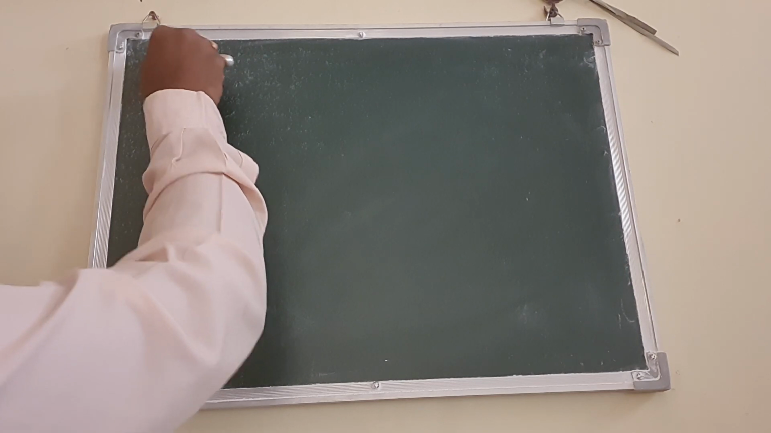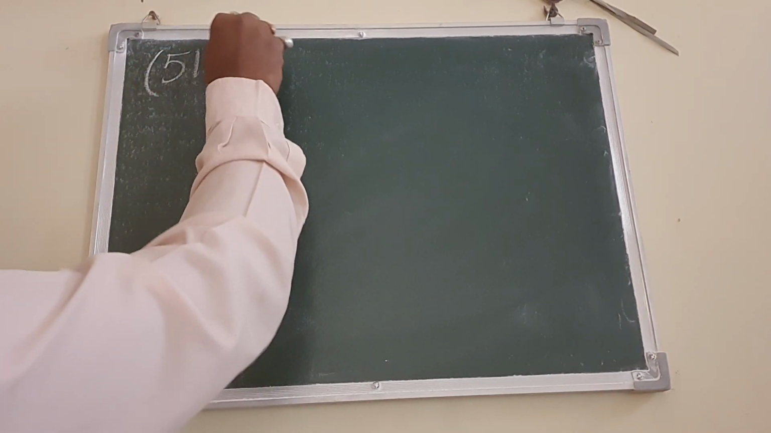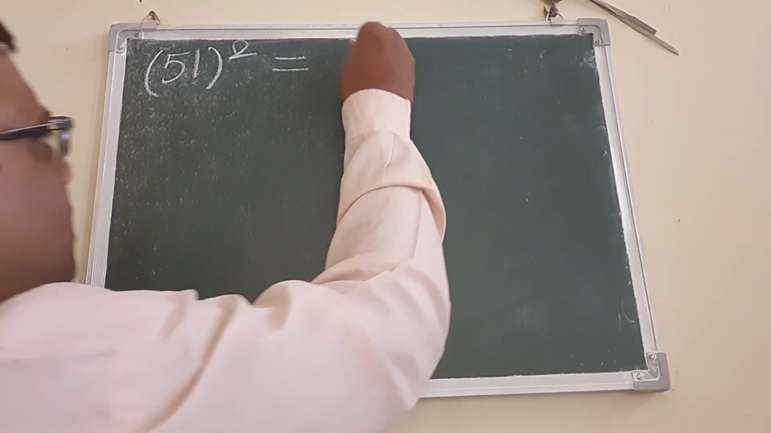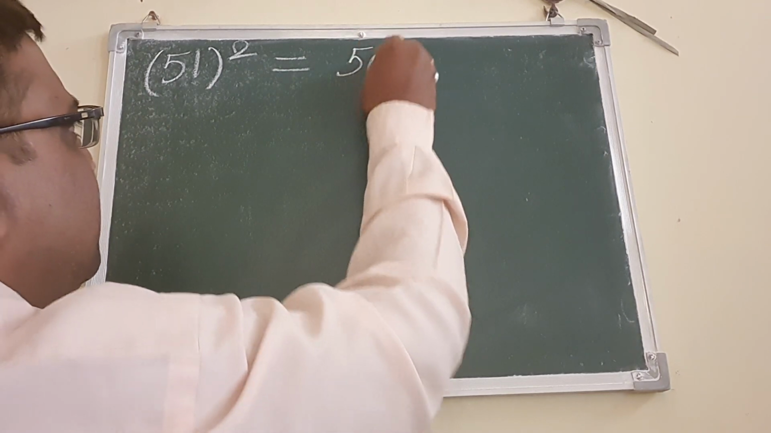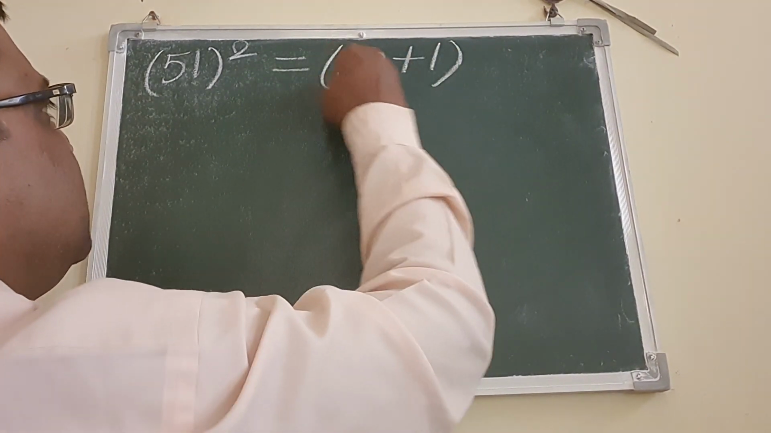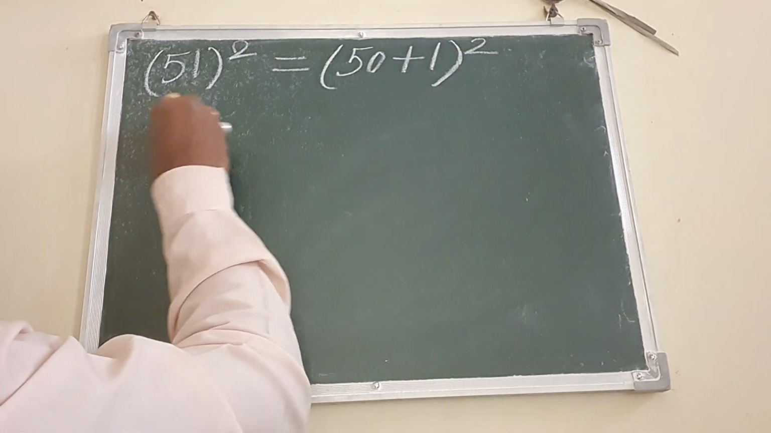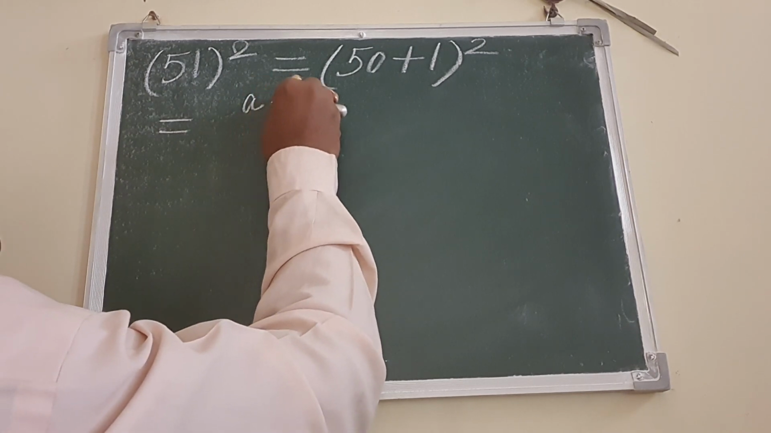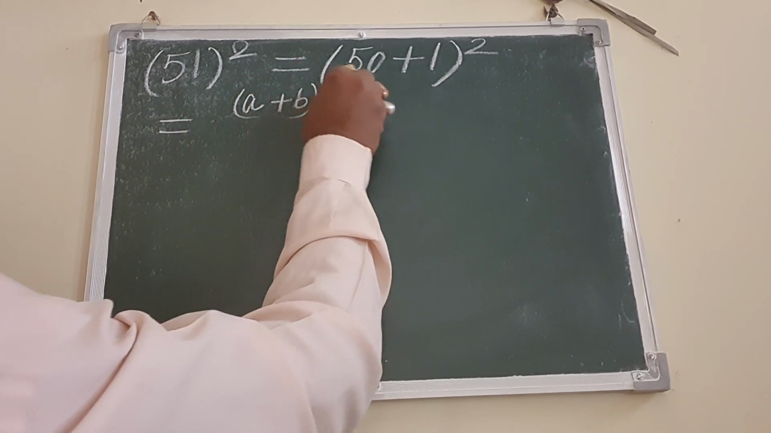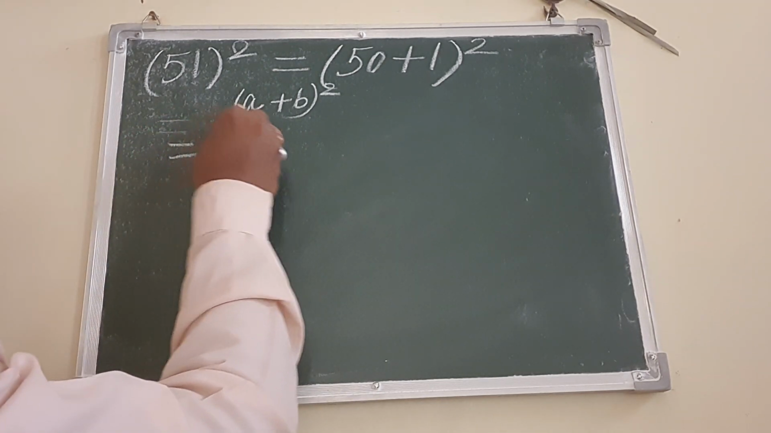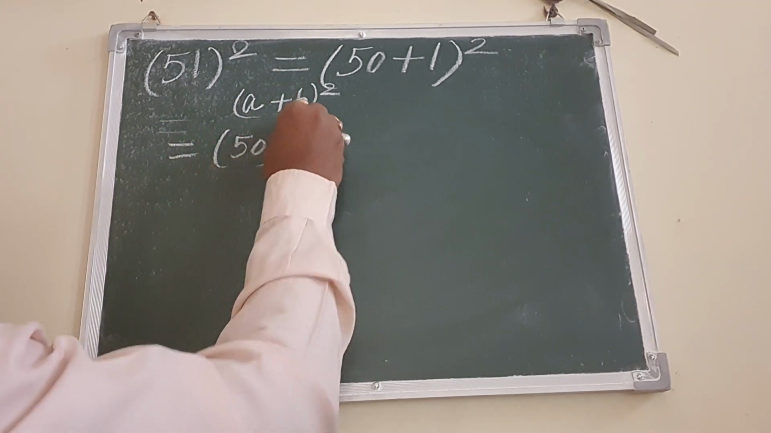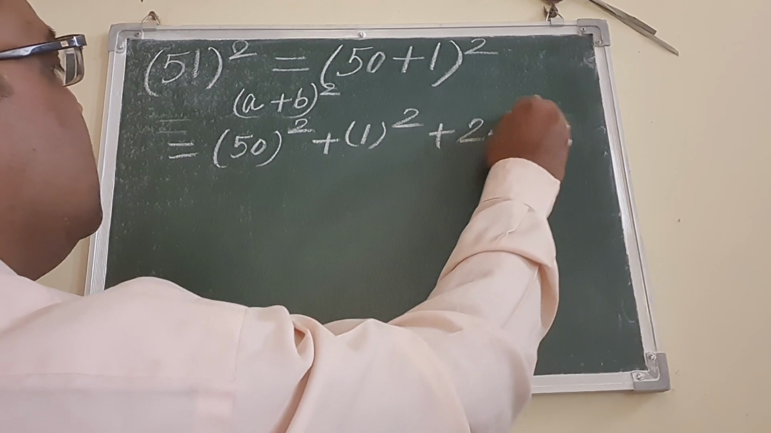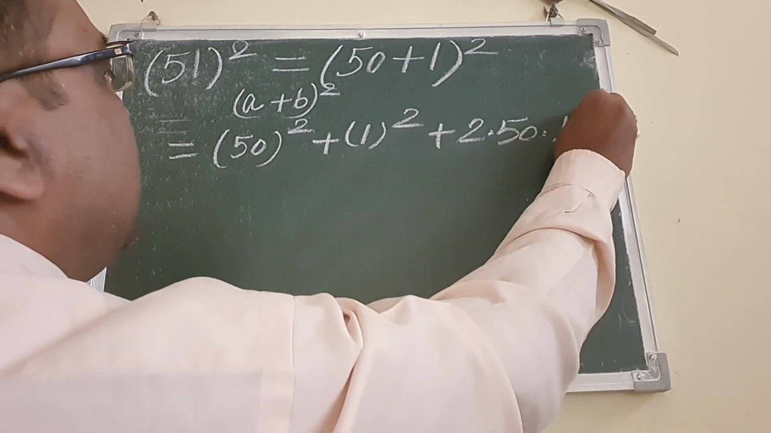For example, 51 square. We have to find it using the identity. So here you can write it as 50 plus 1 whole square. So it becomes the identity of a plus b whole square. So from here we can write this is 50 square plus 1 square plus 2 into 50 into 1.